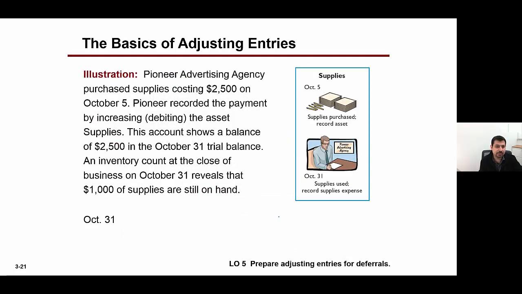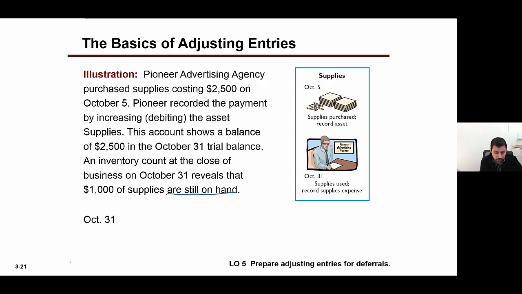So let's look at this example. Pioneer Advertising Agency purchased supplies costing $2,500 on October 5th. Pioneer recorded the payment by debiting the asset supplies. This account shows a balance of $2,500 in the October 31st trial balance. An inventory count at the close of business on October 31st reveals that $1,000 of supplies are still on hand. Whenever you see this expression, are still on hand, it means this is what you are left with. This is the ending balance of supplies. And the difference between the ending balance and the original balance is the amount of supplies that was used.